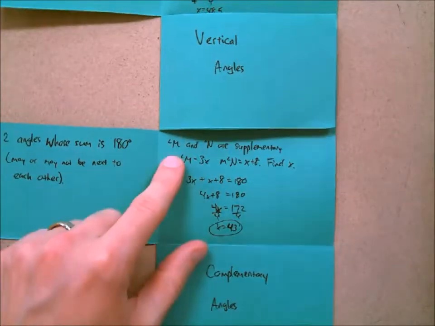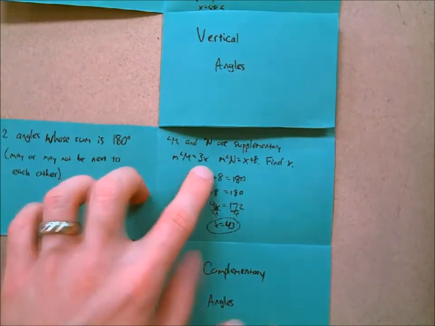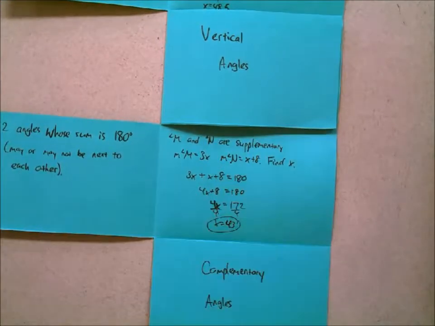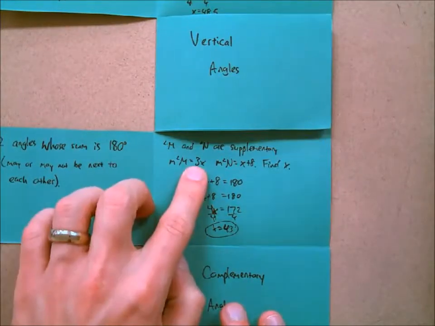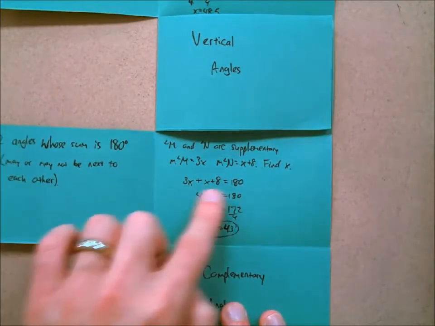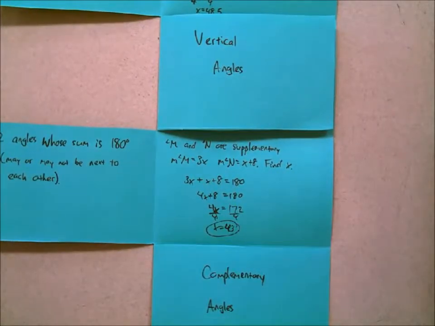Okay, so M and N, again, here's just an example problem. We're given M and N are supplementary. We're told the measure of angle M is 3x. The measure of angle N is x plus 8, and find x, right? So we can add M together with N and add them up to make 180. Combine like terms and solve, you get x is 43. Okay, just using that property there.